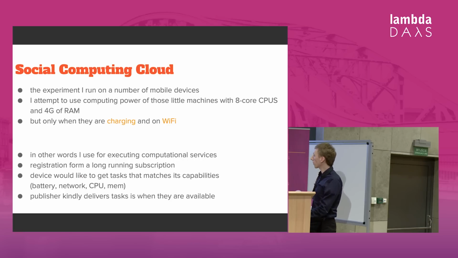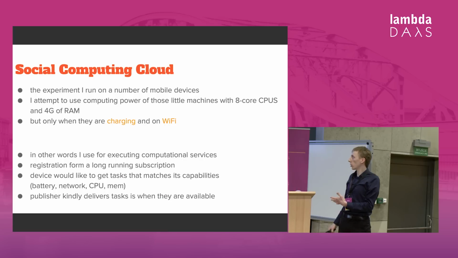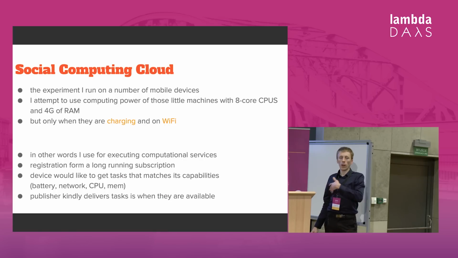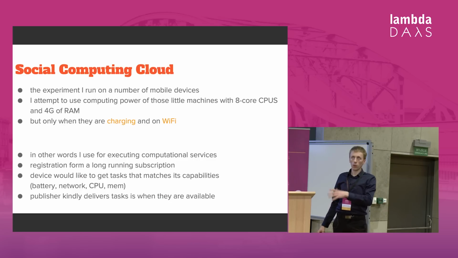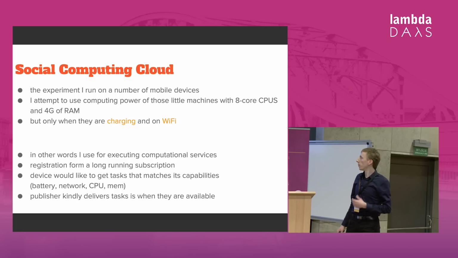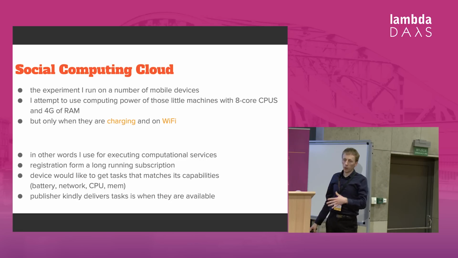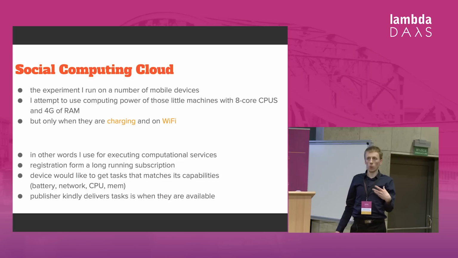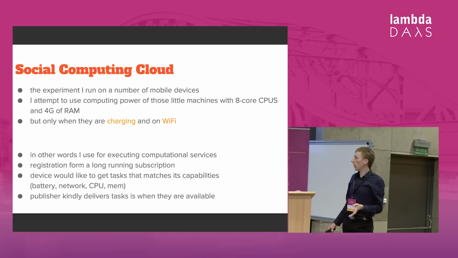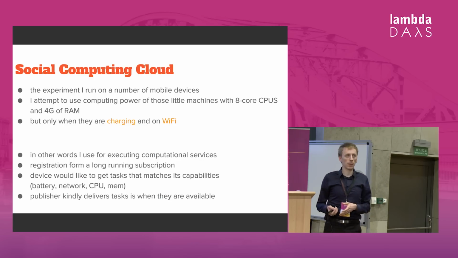So I'm using the mobile device as a computational service, and in terms of the reactive stream, the running device forms a long-running subscription for a task stream. And the device would like to pass information about what state the device is in, meaning, for example, what is the battery level, what is the network, what is the memory consumption, and so on. And then the publisher could kindly deliver the tasks if there are such tasks needed for that.